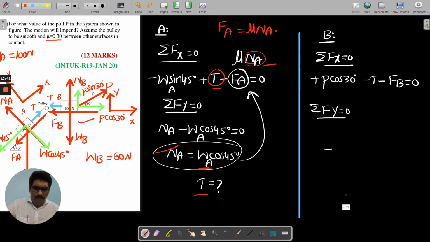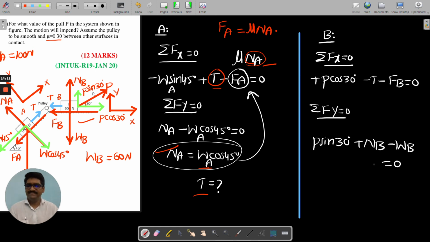But in a given problem, in the total problem, you have to follow the same notation. That is my suggestion, advice. Otherwise you will get confused. Now here I'm writing P sin 30 plus NB, which is acting upward, minus WB, which is acting downward. Are there any more things, all of you? P sin 30 plus NB minus W is equal to 0.